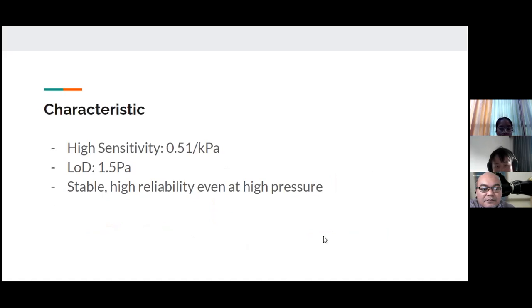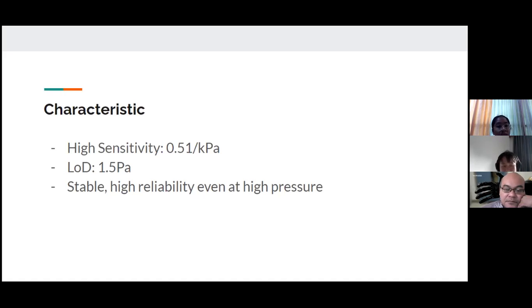Next. So to conclude everything, the sensor that was created has a very high sensitivity with 0.51 change of capacitance per kilopascal. Why does it need to have high sensitivity? Because, as I have mentioned earlier, it is used to measure pulse or breathing or other signals that give low capacitance changes. So it needs to be sensitive, so that the output could be seen clearly.